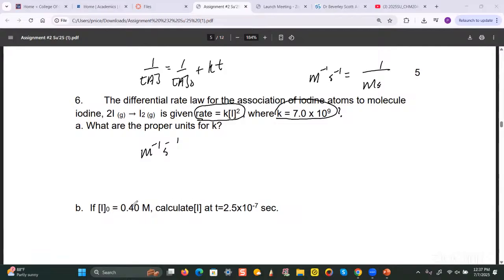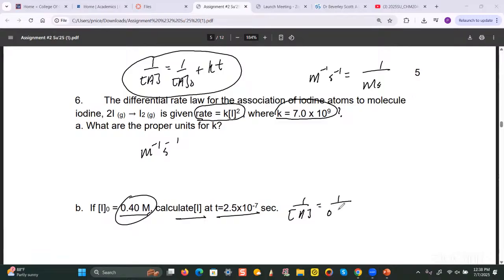So this question is asking, if the initial concentration of the reactant is 0.40 M, calculate the concentration of A at that time, which is given as 2.5 times 10 to the minus 7 seconds. So basically, we'll be using this equation right here, right? We can say that 1 over the concentration of A will be equal to 1 over the initial concentration, which is 0.40 M, plus k, which is 7.0 times 10 to the 9.